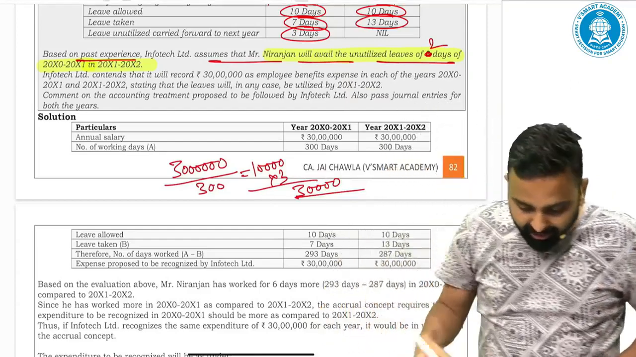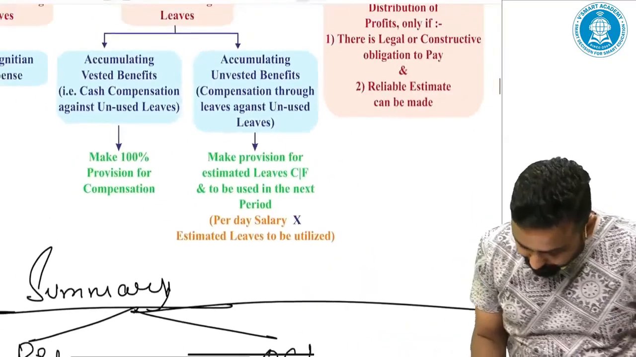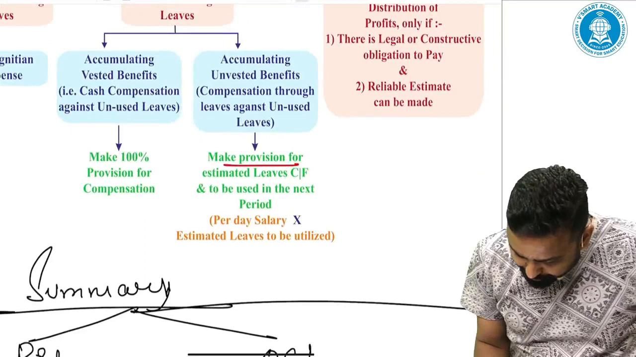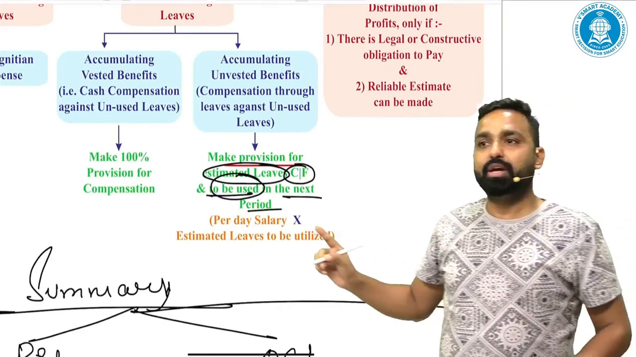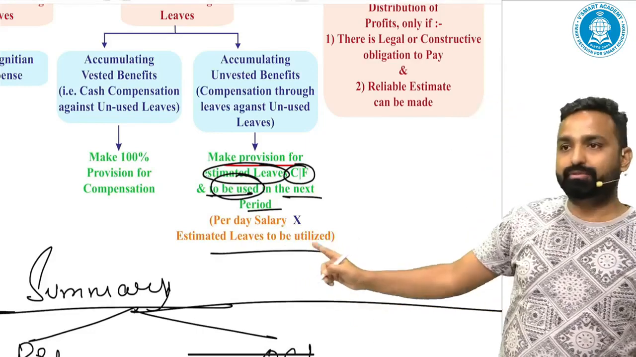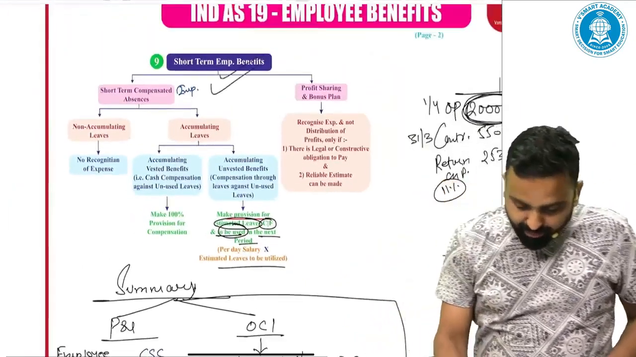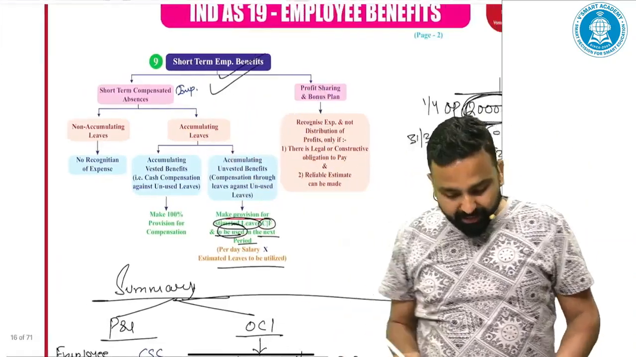Are you guys understanding or not? And hence, I told you to make the provision as per the estimated leaves carried forward and to be used in the next period: per day salary into number of leaves to be utilized. So in this way, you can book the short-term compensated absences.